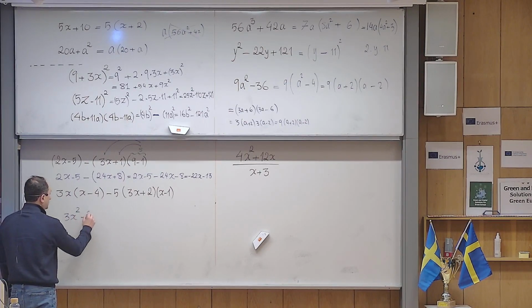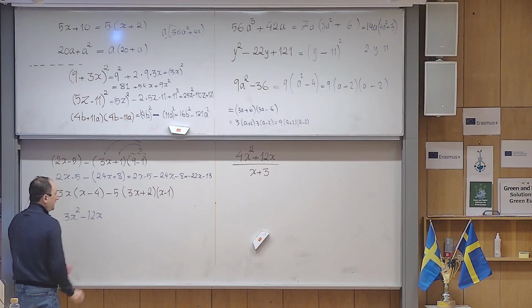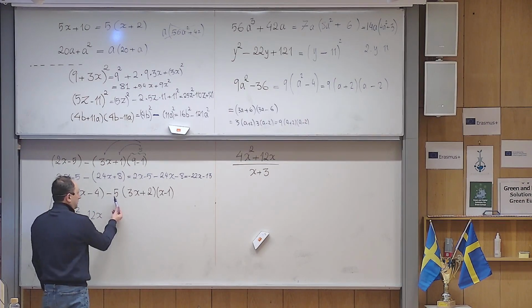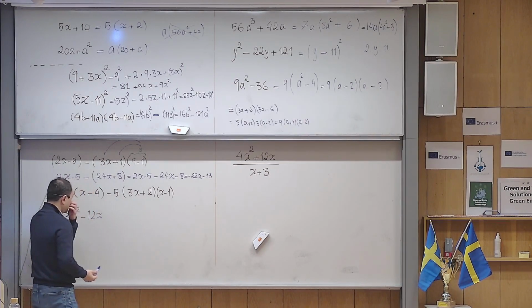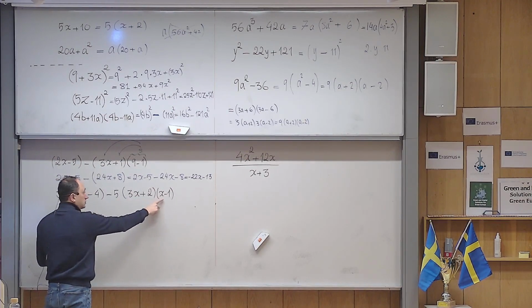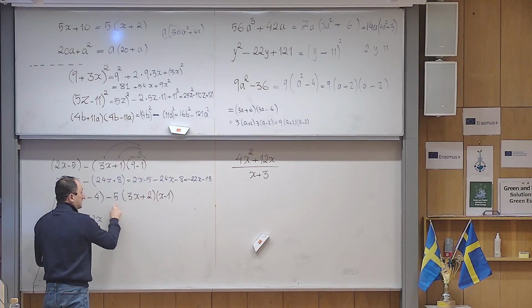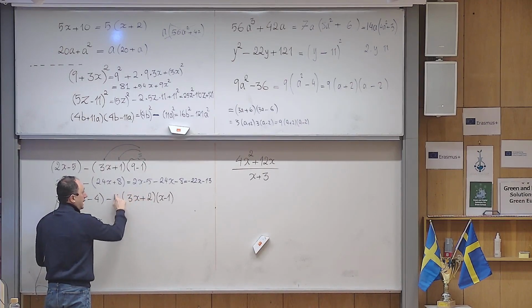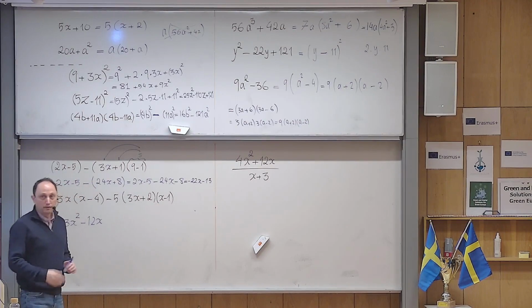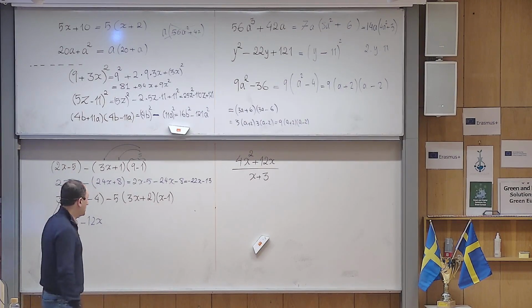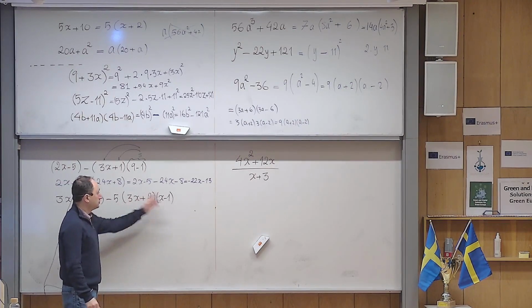squared minus 12x. Here, I have 3 numbers involved. If I want to multiply 3 numbers, one common mistake I have seen a student make here is that they multiply 5 here and there. No, you have only one 5. You have to decide if you want to multiply it here or multiply it there.